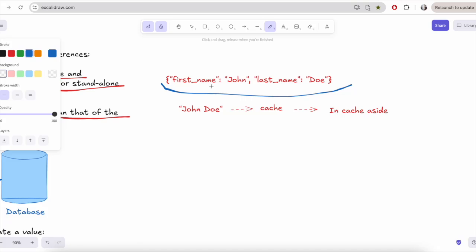But as my application is retrieving the data, I can transform this data before putting it in the cache, because your application is the one which is querying my database and getting the data. So before putting it into my cache, I can format the response, I can reshape the response. I can put the full name as John Doe, instead of putting the first name and then the last name directly into my cache server, right?